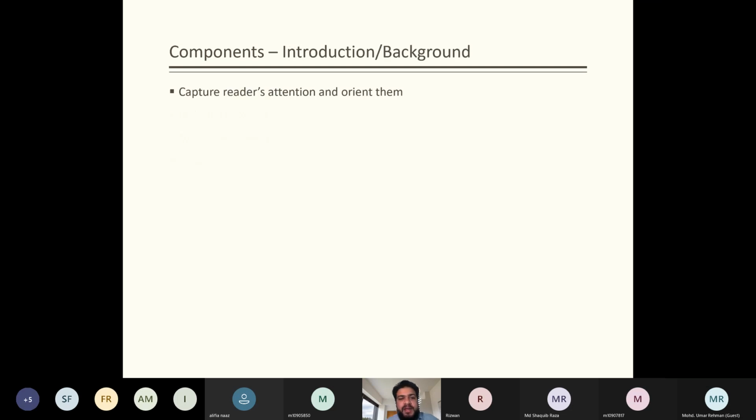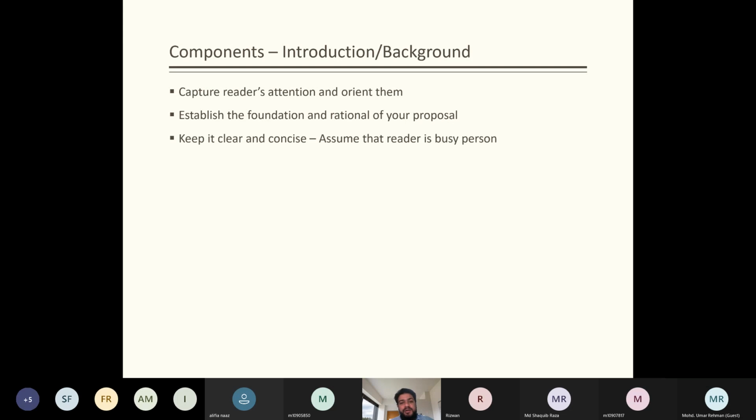The idea behind the introduction and background section is basically that you are trying to get the readers' attention and orient them. You are trying to tell them, okay, this document is about this research in this area. So you are orienting them in the right direction. You are trying to develop the rationale of a proposal with some basic knowledge, the basic mechanism of that particular topic, and some basic definitions. So you are basically trying to establish the foundation here. You have to keep it clear and concise.